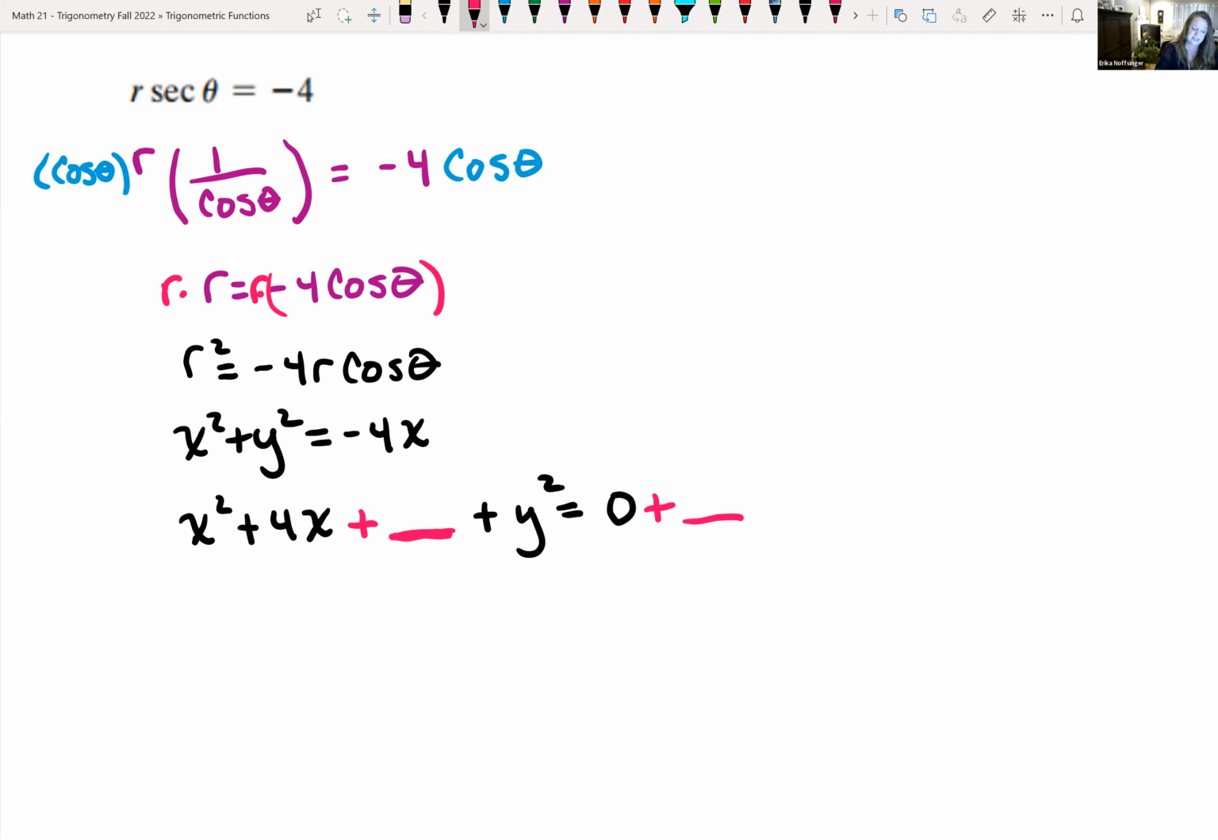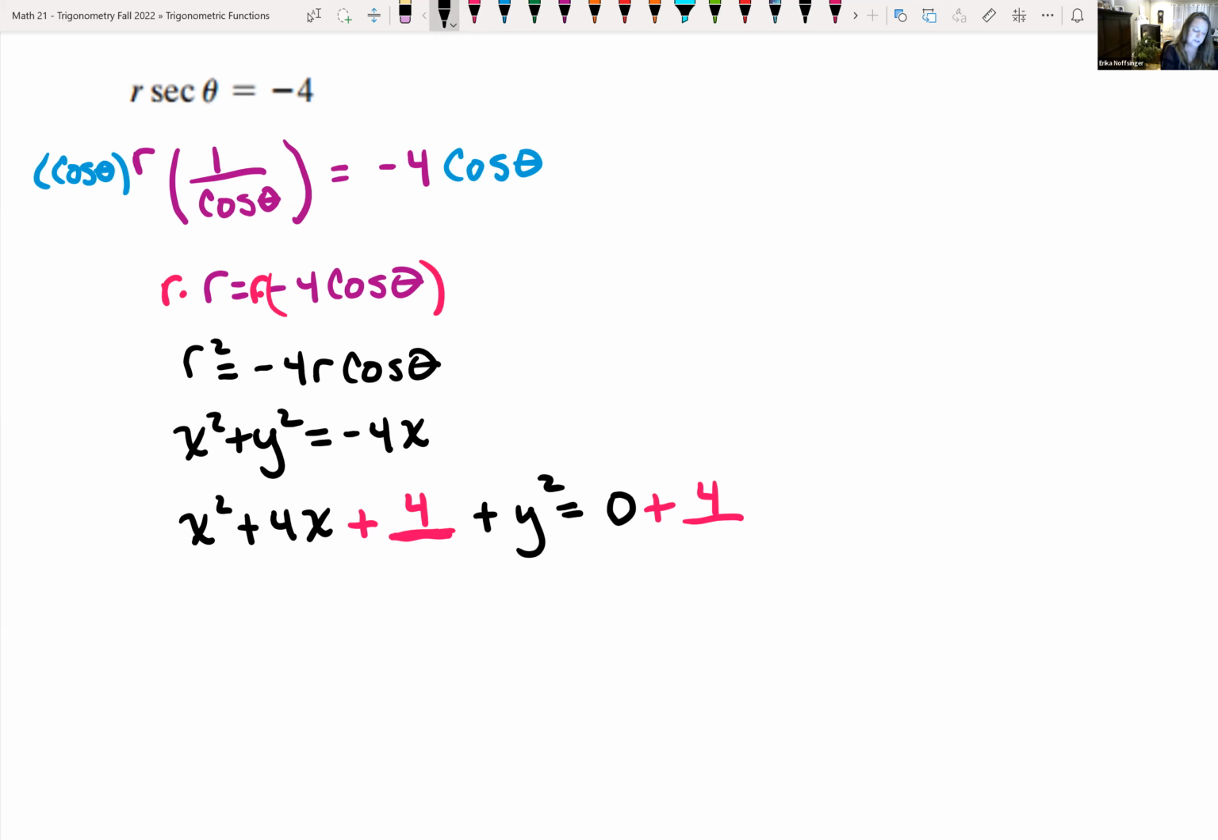So I'm going to have to add that same number to the other side of the equation. I'm thinking of what would make that a perfect square. The same number I would add to get 4, divide that number by 2, I get 2. So 2 plus 2 is 4. 2 squared is 4. So I'm going to add 4 to both sides of this equation.